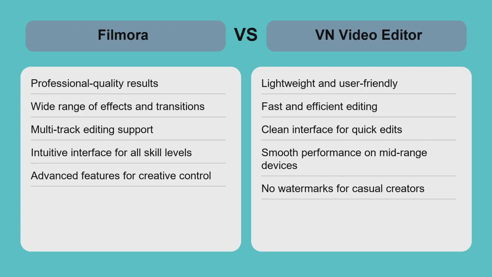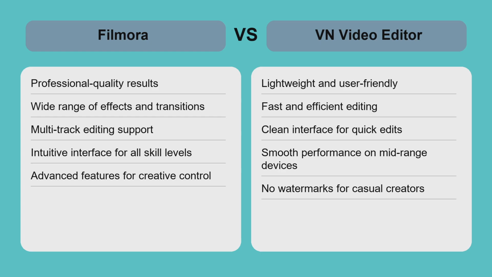Filmora and VN Video Editor serve different needs in mobile video editing. Filmora excels when creating detailed professional videos with advanced effects and customizations, ideal for creators aiming for high production value. However, it requires more time and device resources. VN shines in quick, straightforward editing with a clean interface and fast performance, perfect for social media posts or casual projects. While Filmora offers deeper creative control, VN prioritizes speed and simplicity.